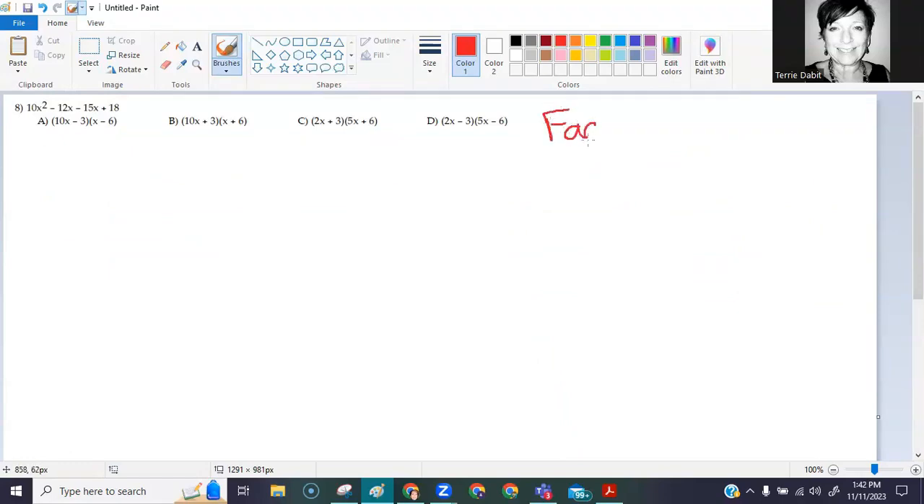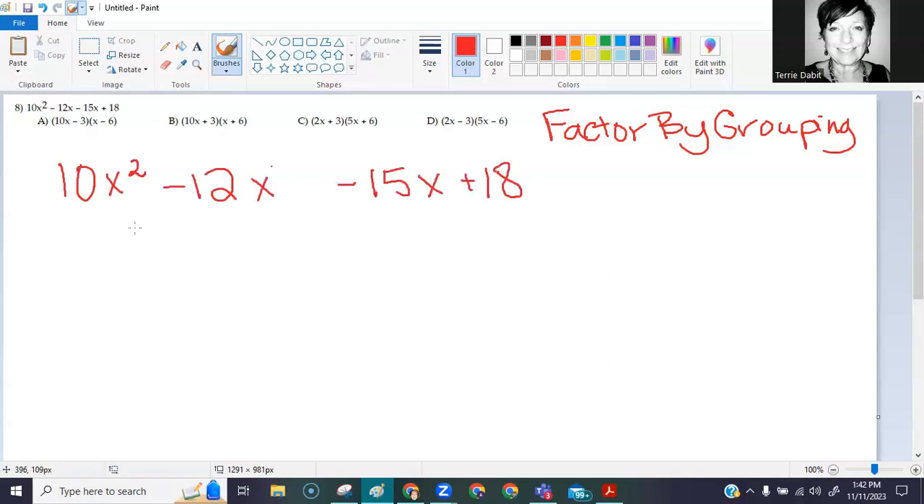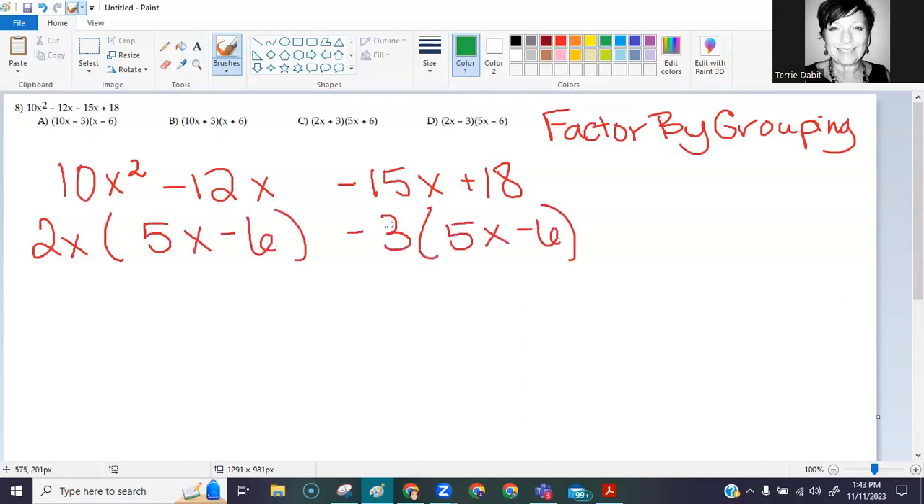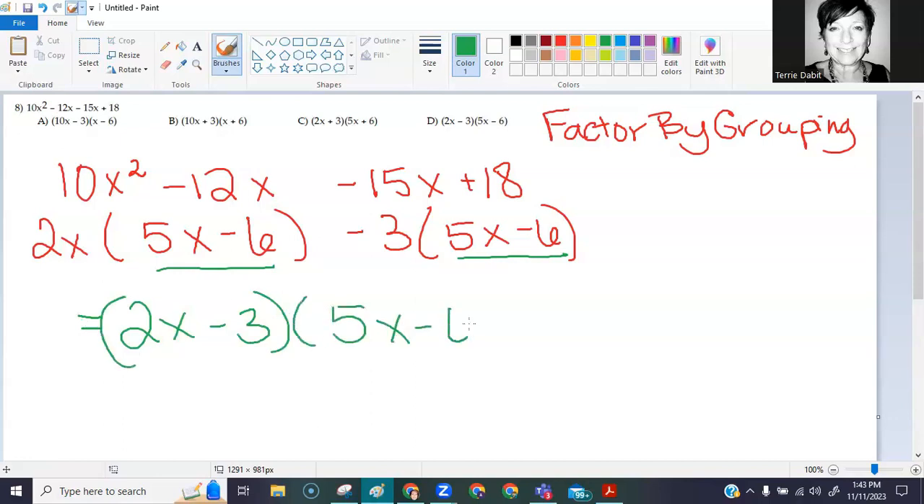Number 8 is factor by grouping. So I'm going to split this. For each section, I'm going to factor out the GCF. And then remember, I have to keep what is inside exactly the same. So you will get on the left side 2x onto 5x minus 6. And on the right side, you have minus 3 onto 5x minus 6. And just like we talked about, what is inside the parentheses matches. So when I write my final answer, I put the outside together. And what was the same is the other one.